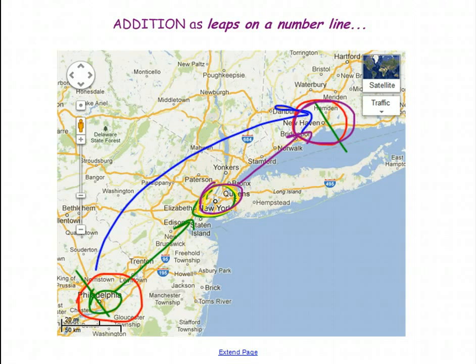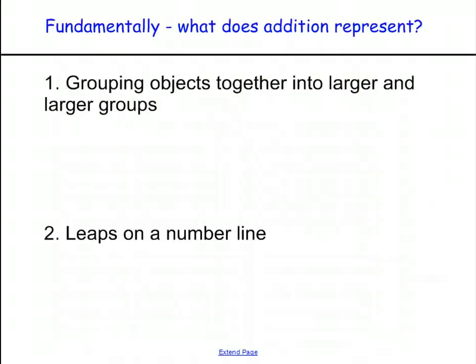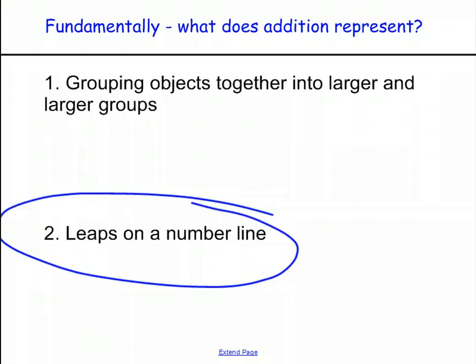If we knew both of those pieces of information, then we could say that the entire distance from Philadelphia to New Haven is the distance from Philadelphia to New York plus the distance from New York to New Haven. And that entire distance is the same as the distance from Philadelphia to New Haven. In this case, both of those smaller distances represent a leap in space, traveling over a distance from Philadelphia to New York, and then traveling over another distance from New York to New Haven. And so, altogether, the distance from Philadelphia to New Haven is just the sum of those two different distances. And when we talk about addition as leaps on a number line, that's really what we're talking about.